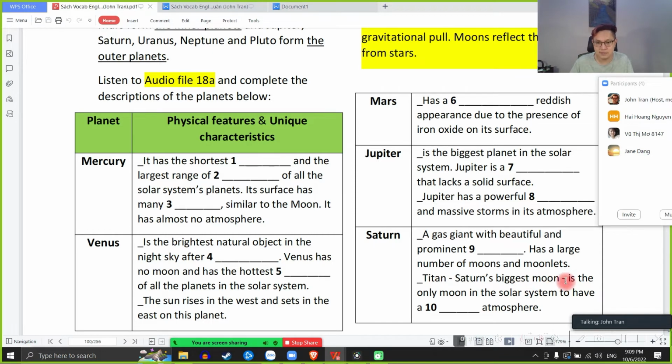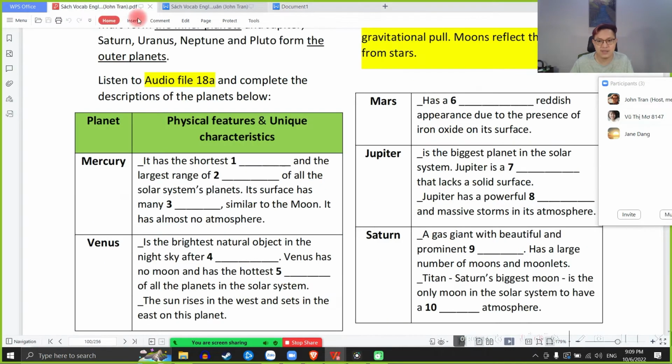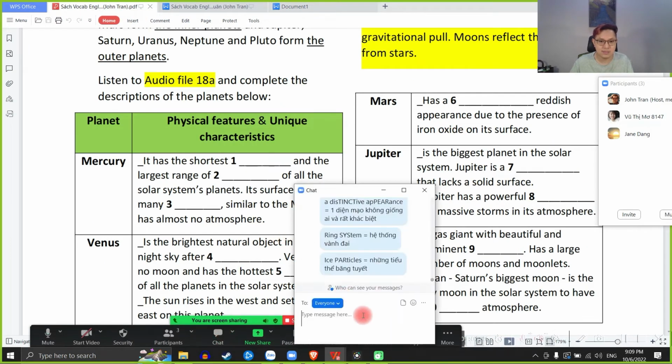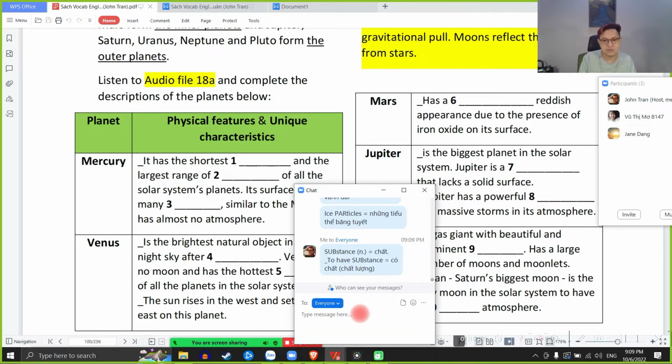Titan, Saturn's biggest moon, is the only moon in the solar system to have a substantial atmosphere. So we have the word substance. Substance là chất, một cái chất nào đó. So the adjective to have substance. To have substance. Có chất lượng. To have substance, có chất lượng, một người có chất thật sự.